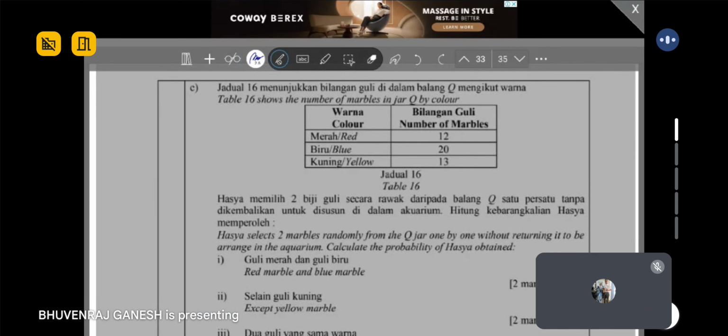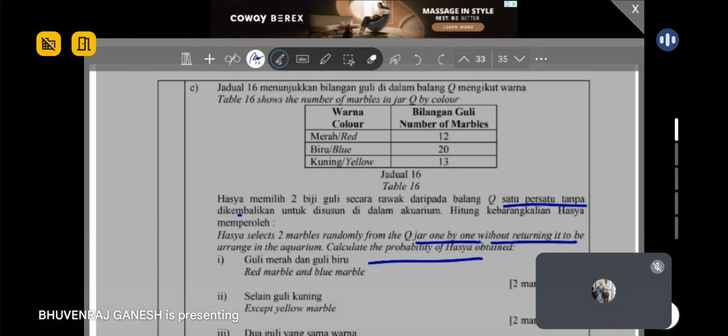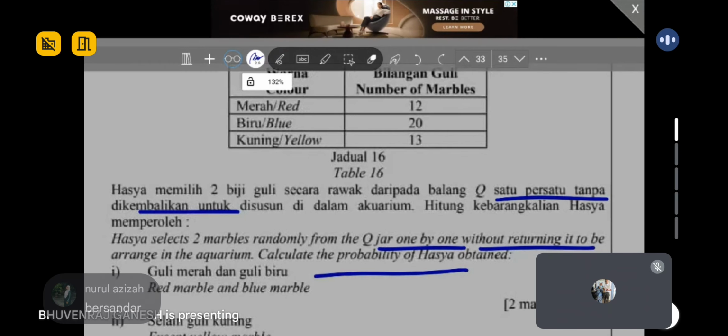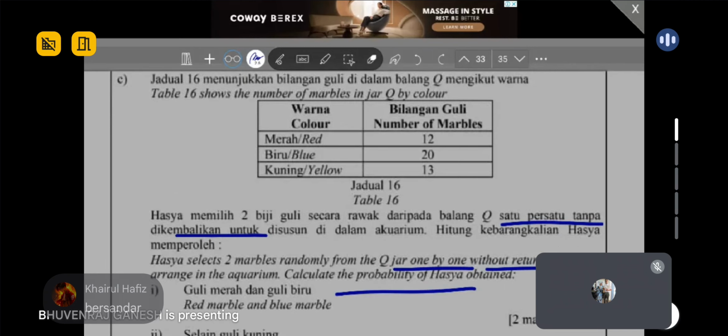Alright. So now they ask you to find the probability. Okay. One by one without returning. So guys, ini adalah case tanpa penggantian. Betul? This is without replacement. So guys, this one is dependent or independent? May I know? Without replacement, tanpa penggantian. Adakah ini peristiwa bersandar atau tak bersandar? Sekarang kita bincang pasal kebarangkalian. Probability. Anyone? Without replacement. Yes, very good. Okay, dependent guys, bersandar.